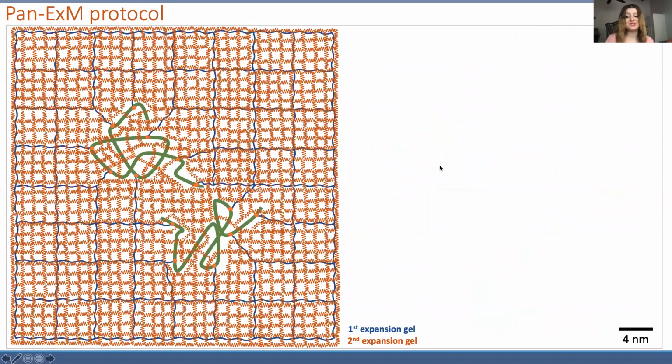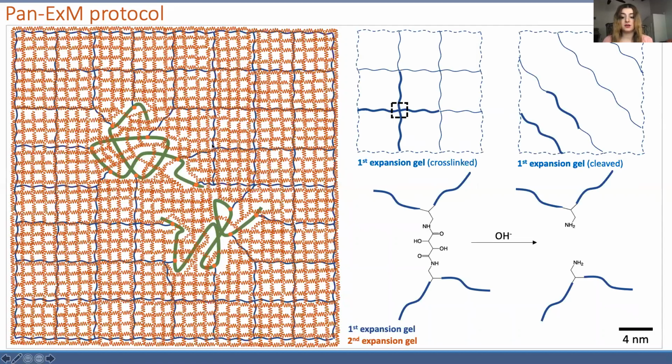In Pan-ExM, proteins that are already expanded once, the blue polymers here, are separated from each other by embedding in another superabsorbent dense polymer network, this orange polymer, that will tangle with the protein polymer hybrids. This is because when the first expansion, the blue gel, is cleaved with base hydrolysis, since the cross-linker is cleavable, the polymer chains become linearized and long. And so we hypothesized that they must tangle with the second cross-linked expansion hydrogel, the one in orange.